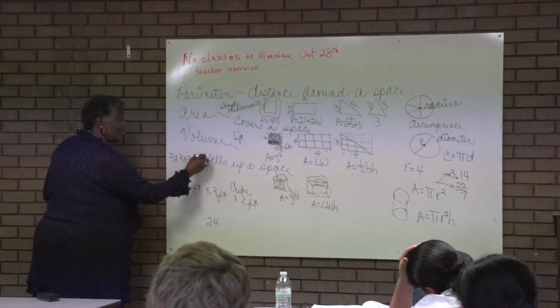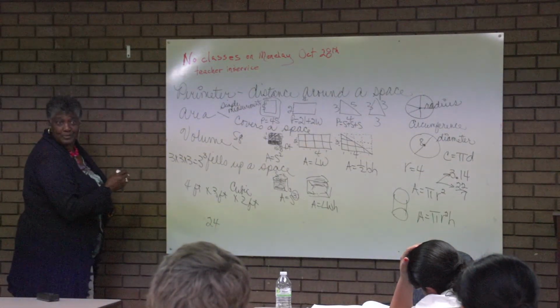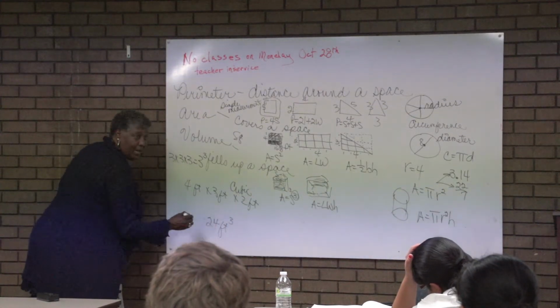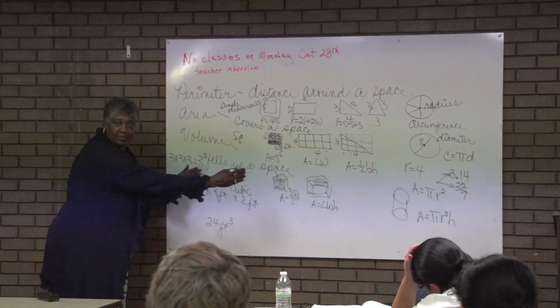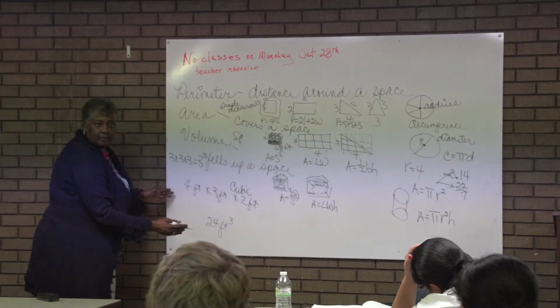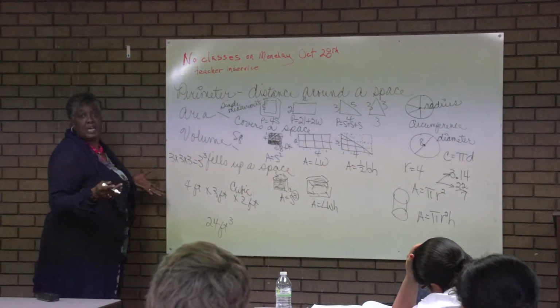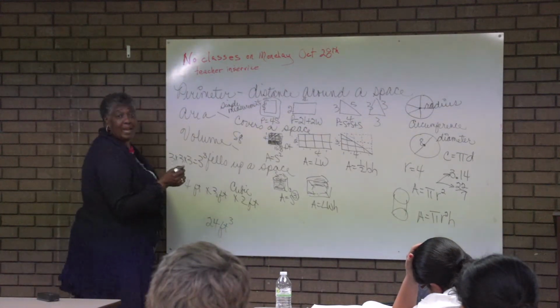Same as 3 to the 3rd power. Cubed, you see what I mean? This is feet to the 3rd power because it's feet times feet times feet, which is cubic feet. Feet cubed, cubic feet. They may say feet cubed.